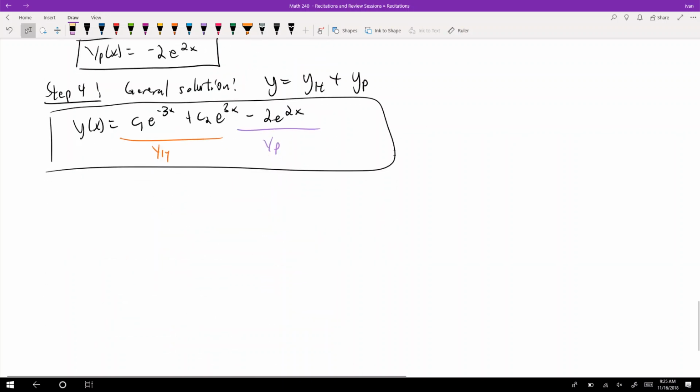All right, let's take a look at another example. This one's going to be y double prime plus 16y is equal to, I don't know what, 4 cosine x.